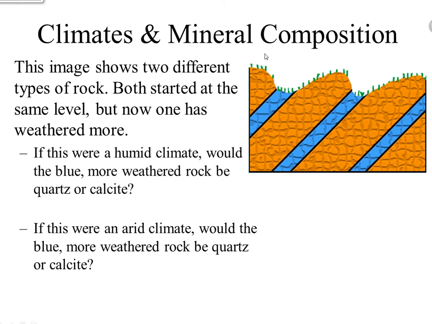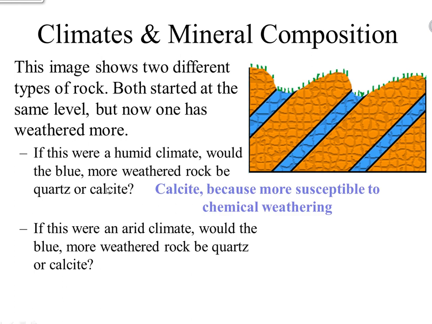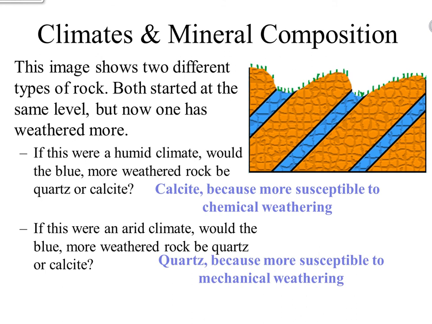So if this is a humid climate, would the blue, more weathered rock be quartz or calcite? If it's humid, then that means chemical weathering is going to be very strong. So the calcite is going to be more dissolved. But if it were a dry climate, calcite's tough. The quartz, though, would be susceptible to mechanical weathering in an arid climate.